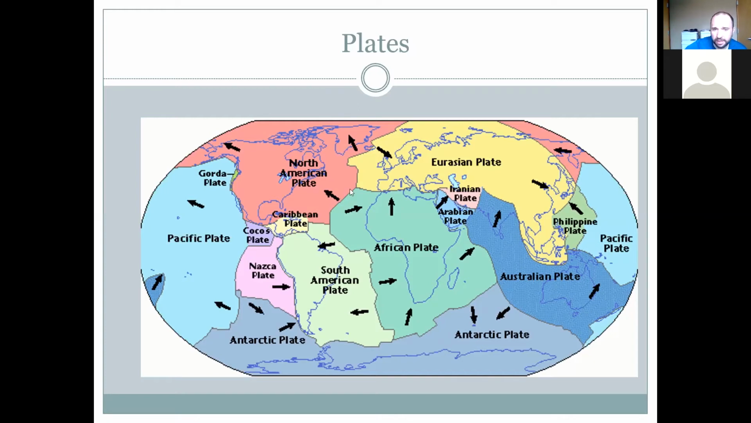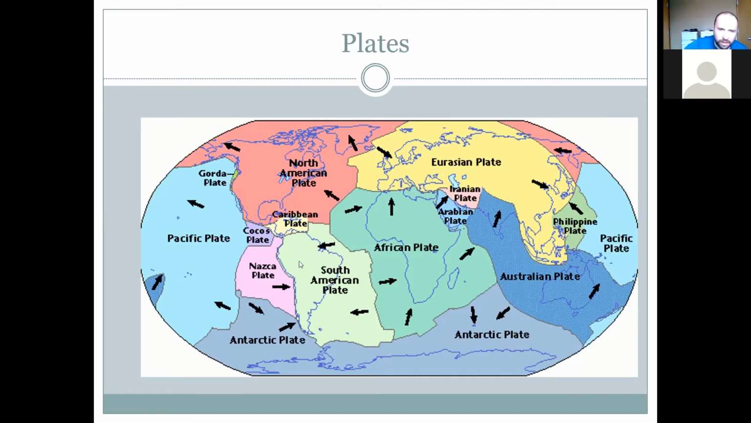So you can see in the middle of the Atlantic Ocean, plates are pulling away from each other. You've got the North American plate and the African plate and the Eurasian plate and the South American plate, and they're all pulling away from each other. So the Atlantic Ocean is getting slowly, very slowly, bigger and bigger every year, right? Because those continents are drifting further apart, right?